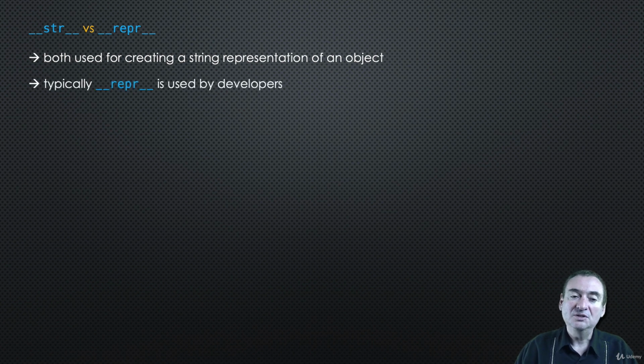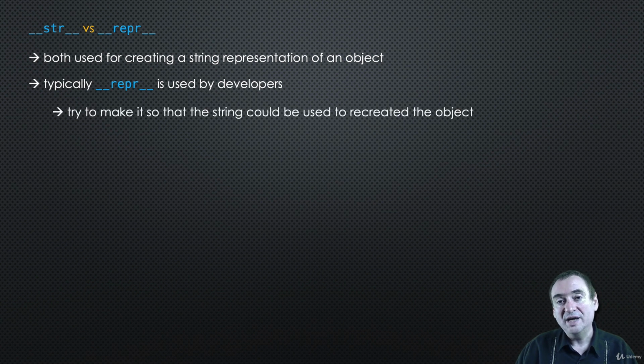Well, typically the dunder repr method is used by developers. We use that as we're developing our code to provide some additional information about the object itself. Very often we try to make the representation such that it can be used to recreate the object. The way that you would instantiate that instance is you would call the class and pass in arguments. We try to put that into the output of the repr method as a string, so it tells you how this object was created in the first place.